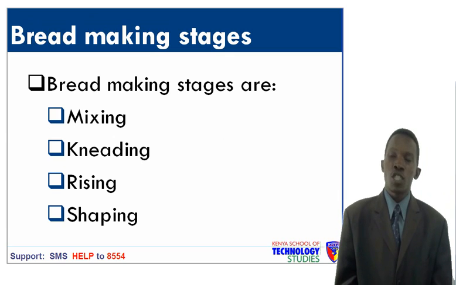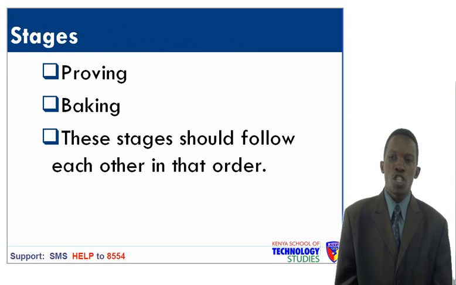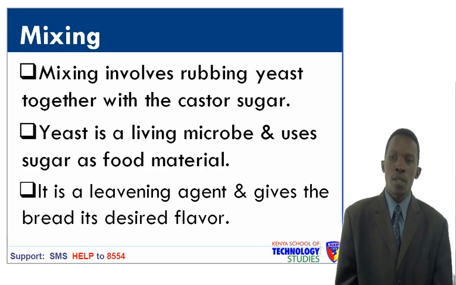The bread making stages. The bread making stages are mixing, kneading, rising, shaping, proofing, baking. These stages should follow each other in that order in the bread making process. And then we start with mixing.